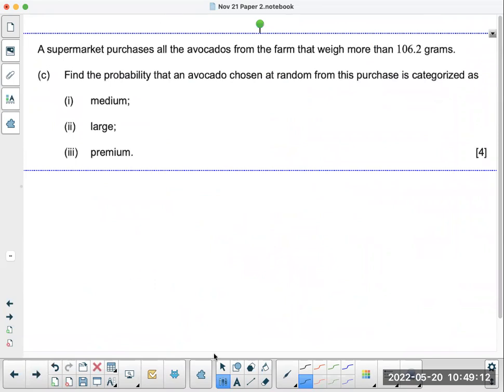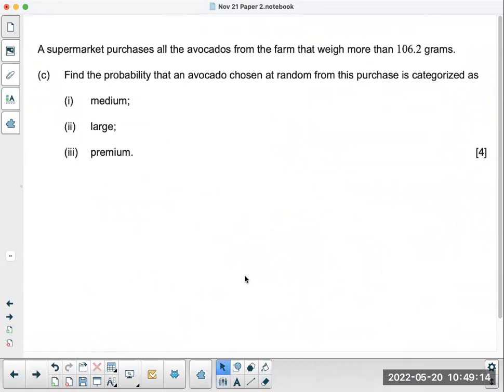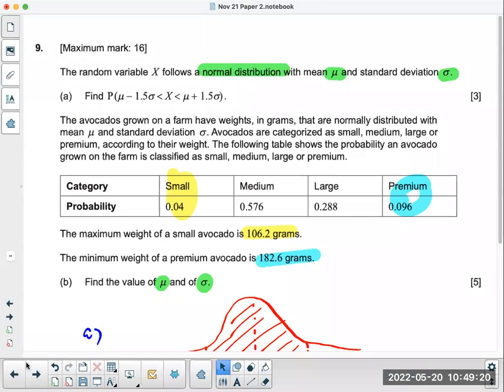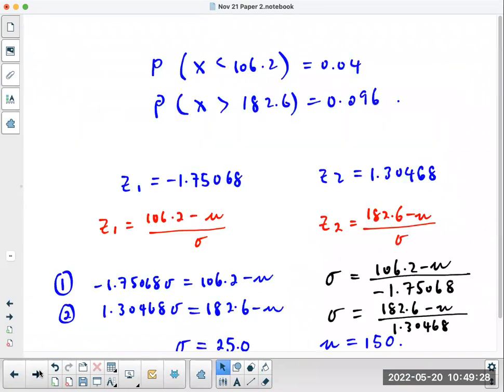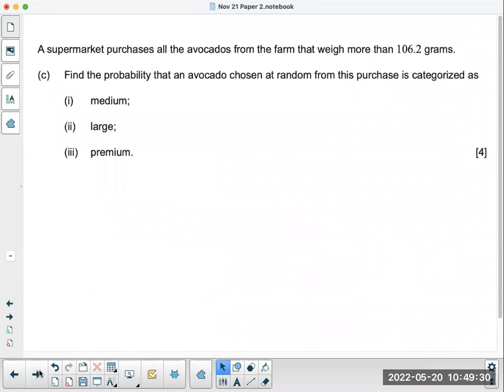Okay, part C. The supermarket purchased all the avocados from the farm that weigh more than 106.2. So if you go back here, more than 106.2 would be anything that's not small, right? 100% minus that would be 0.96. Right? So 96% of everything.